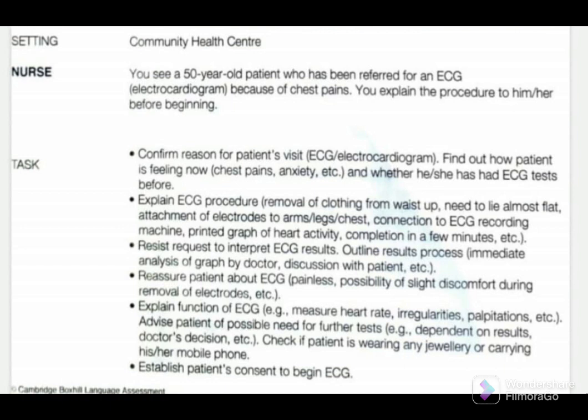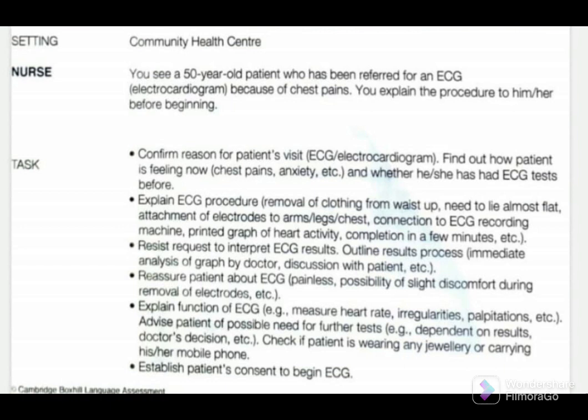Before going further, we can see the settings. You are a 50-year-old patient who has been referred for an ECG because of chest pain. You explain the procedure to him or her before beginning. So this is the scenario, and this patient came for ECG. But before proceeding with the procedure, you want to explain some more details about the procedure to the patient. So how can we start the introduction?